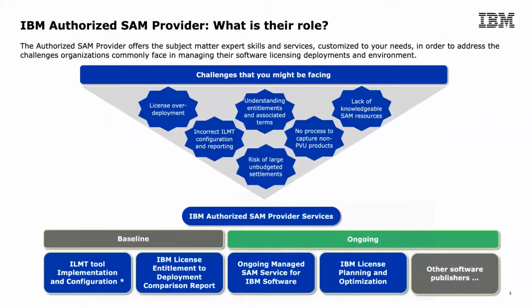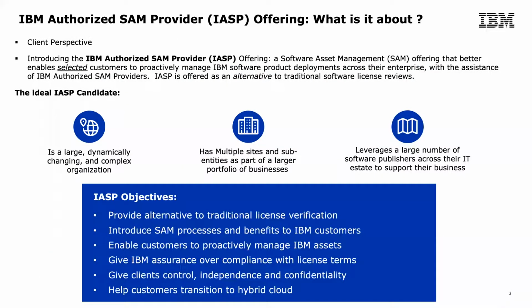A large, dynamically changing, complex organization, with multiple sites, sub-entities, or part of a larger portfolio of businesses, with multiple vendors across their IT estate to support their business. And they would be, I wouldn't say drowning in the complexities of even faster evolving software licensing complexities or the journey to hybrid cloud. Those would be very good candidates who may want to consider working with an IBM authorized SAM provider partner.